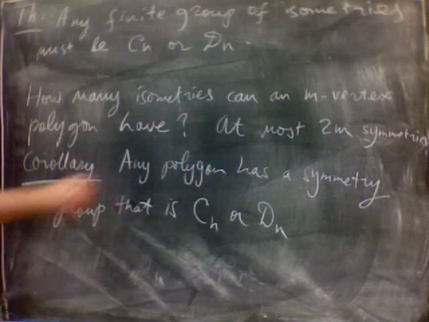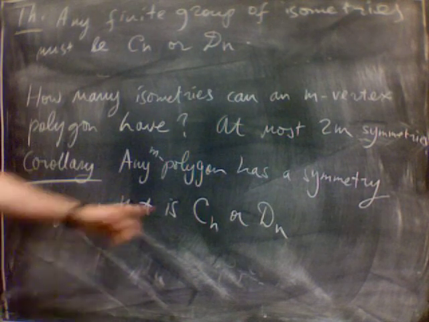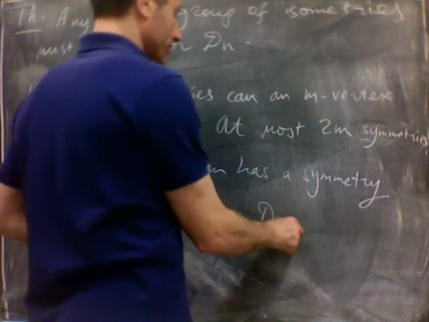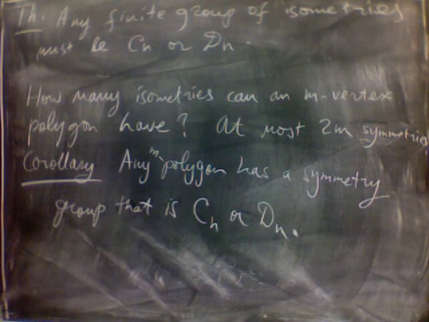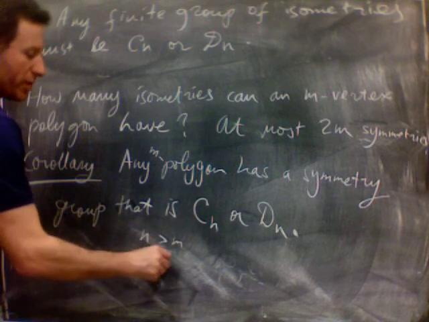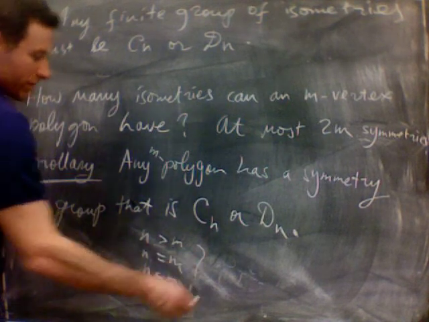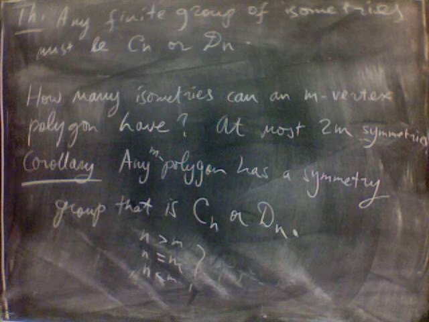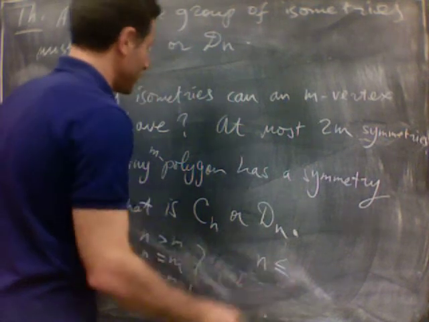Notice that now we're talking about arbitrary polygons, m-gons. So that means n here must have what relation with m? Pause and think. n is bigger than m, can be equal to m, or less than m? After you come back, it's clear that in fact n must be less than or equal to m.